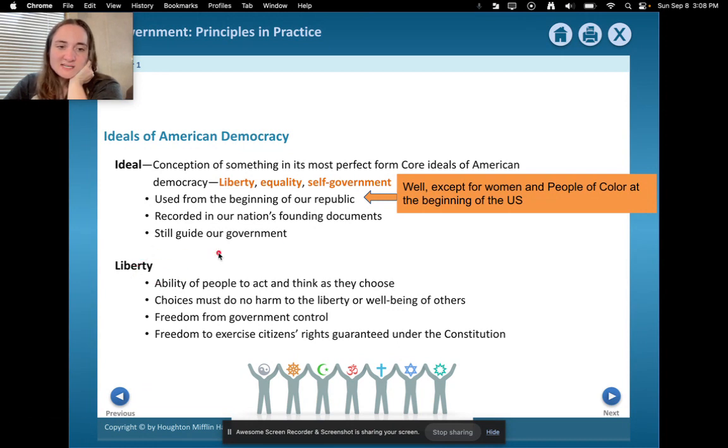There's also liberty, which is the ability of people to act and think as they choose. Choice must not do harm to the liberty or well-being of others. There's the freedom from government control and freedom to exercise citizens' rights guaranteed under the Constitution. For example, the right of religion.